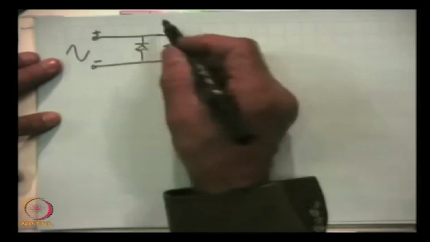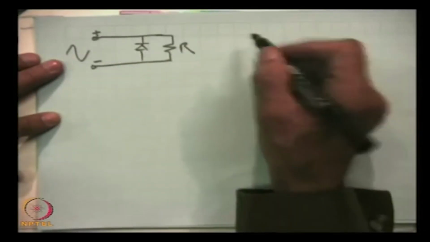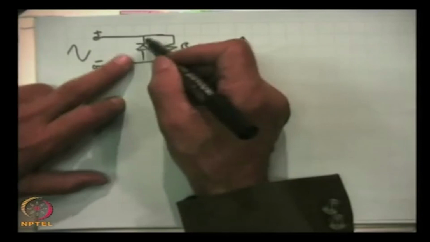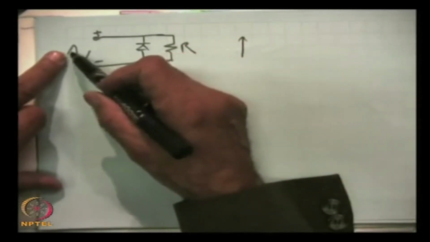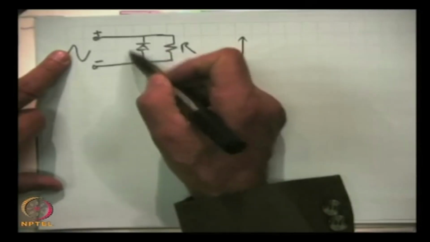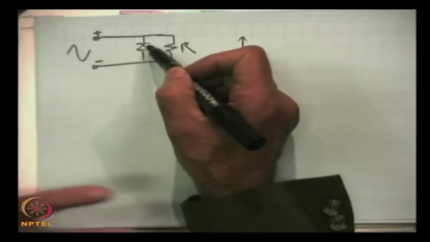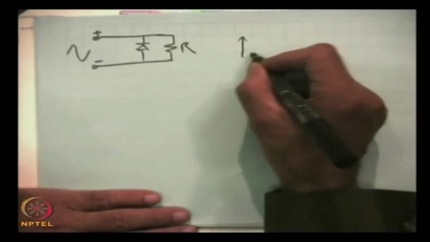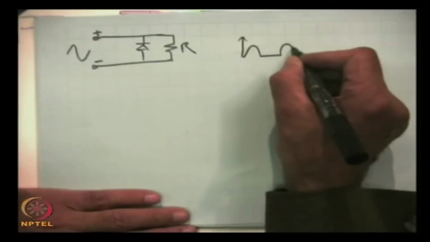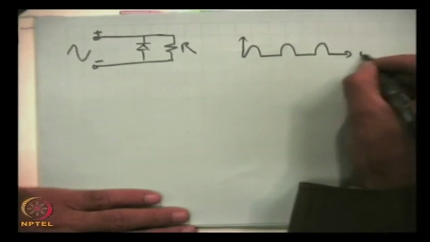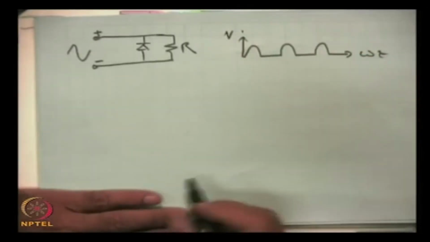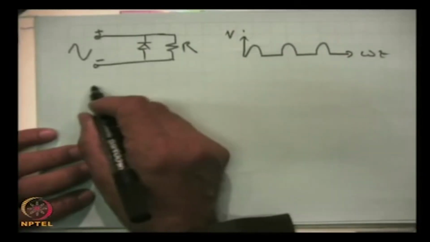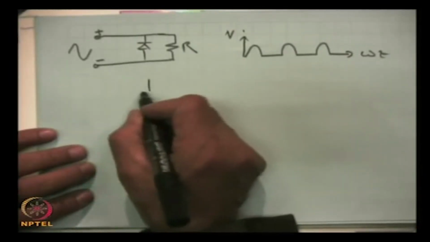The output will be, so it will not conduct, and the current will flow. This is infinite resistance. So, this is almost as if not present in the circuit, and this wave shape will appear here. If we reverse the direction of the diode, then of course, this will be the case.